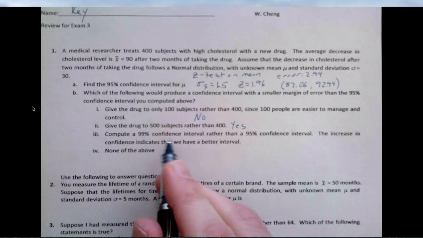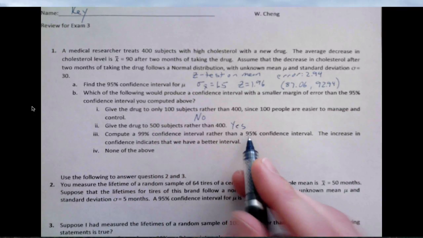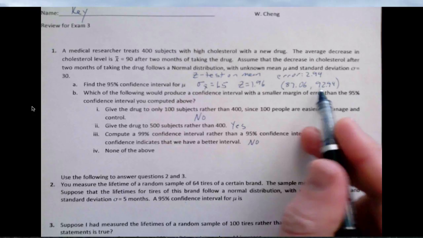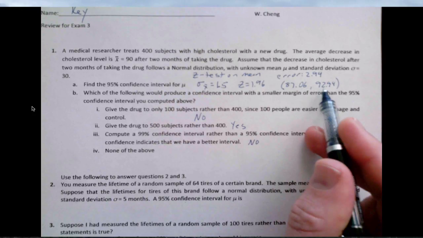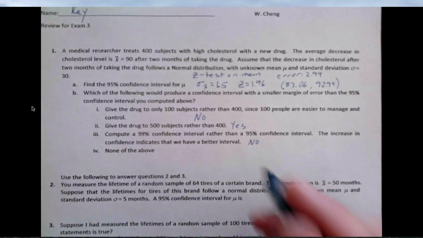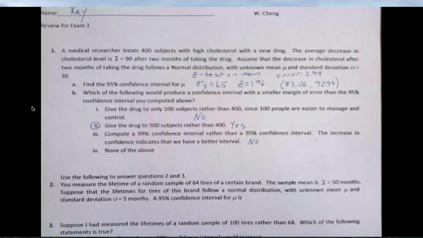Compute a 99% interval rather than a 90? No, that would not work. If you want a tighter window, you would decrease the confidence level. Increasing it would widen the interval, since we have to be wider to accommodate 99%. So the only one that was a yes was 2.